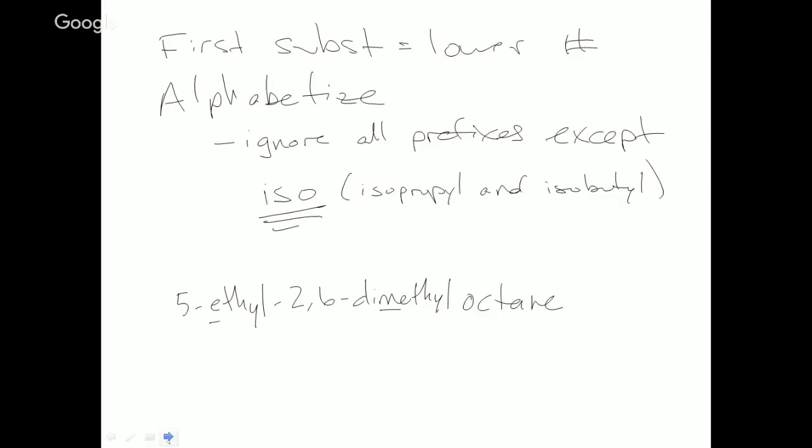Now 4.5 is naming cycloalkanes. So these are just rings. Prefix plus cyclo plus parent plus suffix. Let's write that out. Prefix plus cyclo. You got to have that cyclo in there. If it's not there, it's wrong. Got to tell me it's a ring.